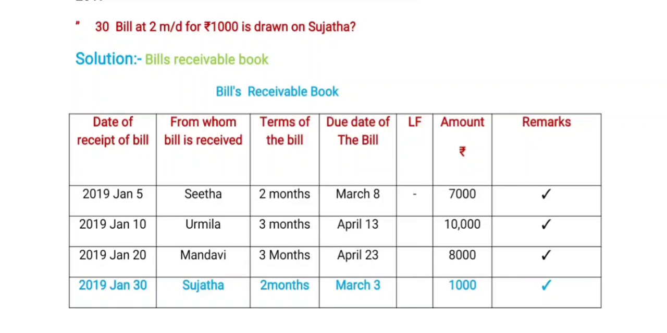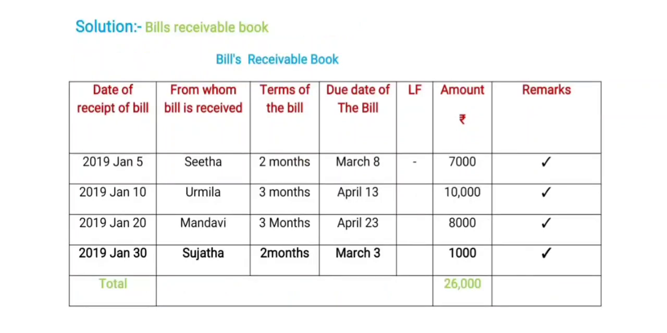We can find the total of the bills receivable. Here we come to the calculation of the total amount of the bills receivable book. In the amount column, 7000 plus 10,000 is 17,000, 17,000 plus 1,000 is 18,000, 18,000 plus 8,000 is 26,000. The total amount is 26,000. This amount is transferred to the debit side of the bills receivable account.